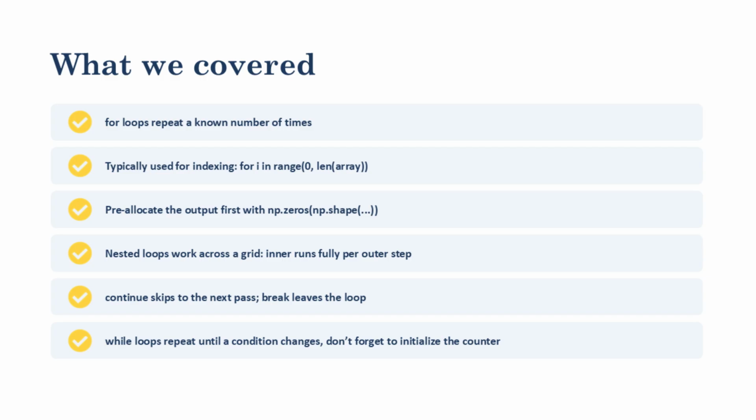Continue skips to the next iteration or the next pass. Break leaves the loop entirely. And nesting one loop inside the other is how you work across a 2D array or a grid of values. So that wraps up all of the core tools you'll probably use. And now you can write a real program from start to finish and over again.